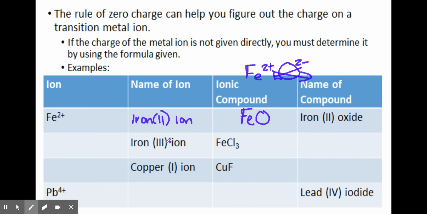Here we're going to do it a little bit backwards. We're telling us that the name of the ion is iron 3. So I'm going to write the symbol for iron, Fe, and I'm going to give it a +3 charge. Okay, that's pretty simple.